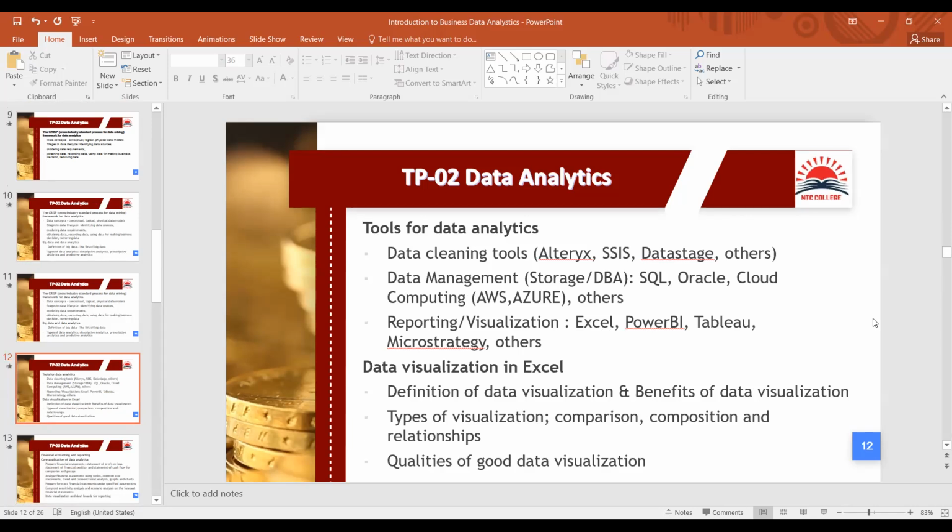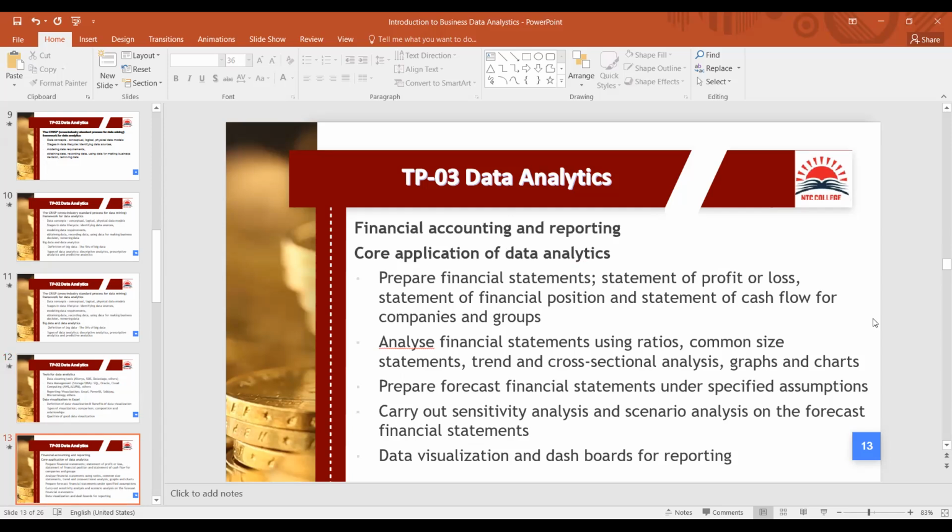Here we have quite a number of tools: the data cleaning tools, the data management tools, and the reporting and visualization tools. The tools that we have are applicable in different scenarios. If you want reporting or visualization, data cleaning, or data management, then we'll actually be discussing all this. Then there's also data visualization in Excel, which we are going to do practically.